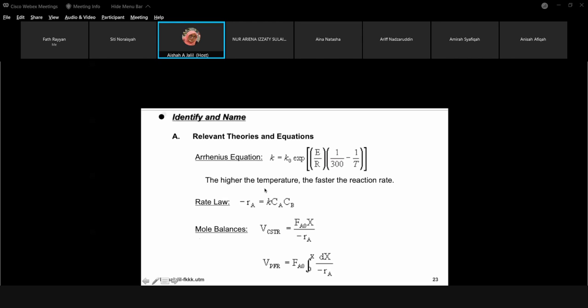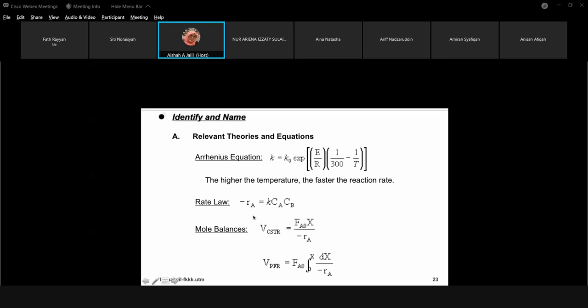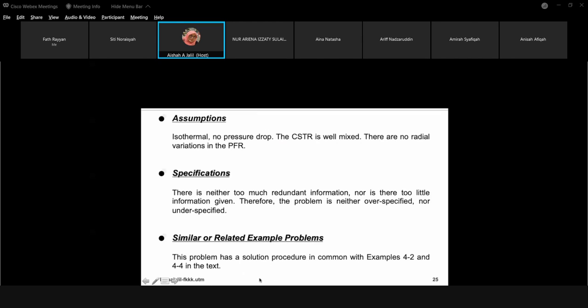Then it is an elementary reaction, so the rate law is in terms of CA and CB. This is the molecular equation for the CSTR, and this is for the PFR. These are the assumptions: system, volume, CSTR, PFR, dependent variable, known, unknown, input, output. Assumptions: isothermal, no pressure drop.